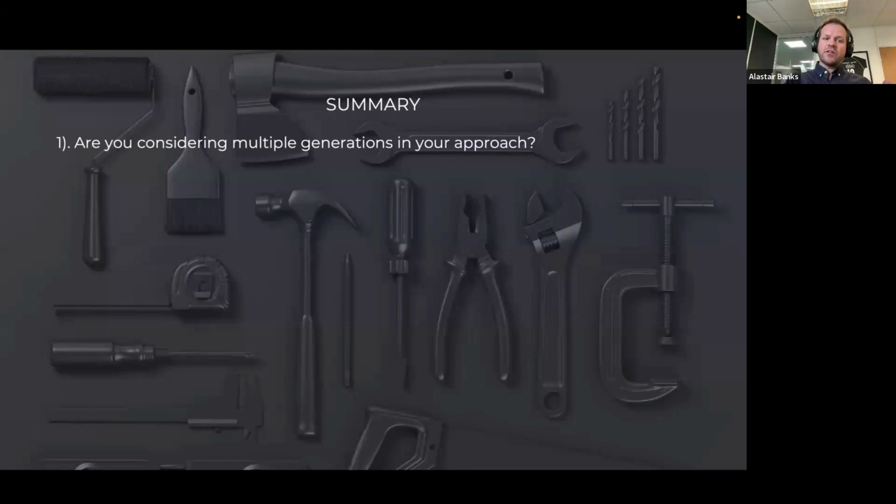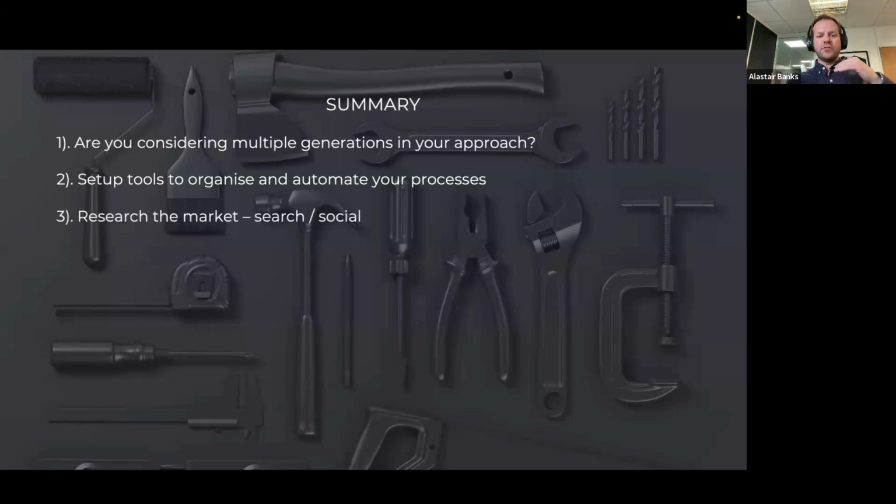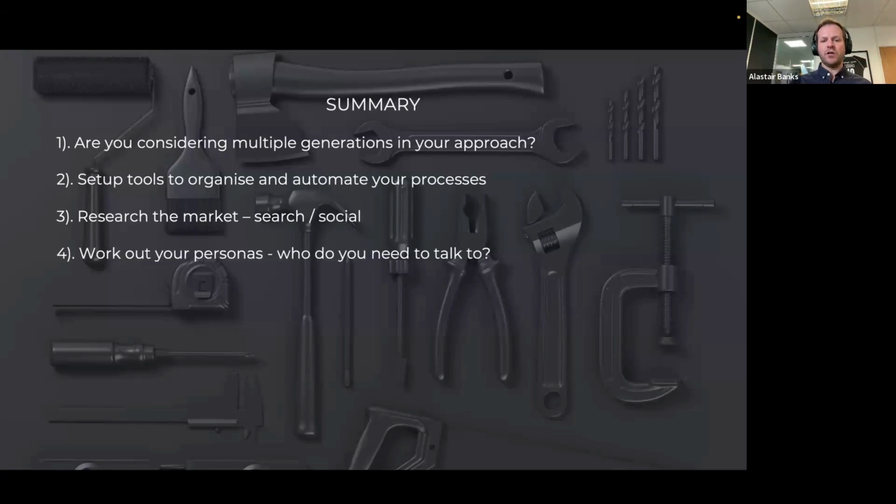So in summary, we started at the beginning by talking about these generations and the multiple generations that exist in our approach. Are you thinking about those people? If you apply the same thing to someone who's 18 to 25 as to someone who's 50, it's not going to land in the same way. So you have to think about that. You then go about setting up the tools to organize and automate your processes. Use the search tools like Google, like Bing, even ChatGPT these days, to search for information and immerse yourself in the market space that you are operating or potentially going to operate in.